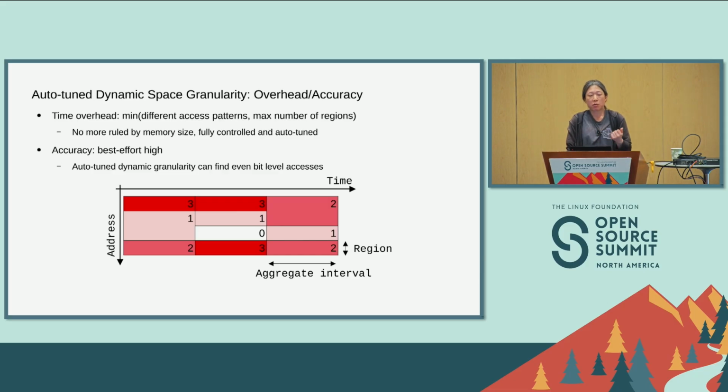And accuracy becomes the best effort high because the auto-tuning will find real access pattern as much as possible, at least if enough time for converging has been given. And therefore, the granularity can be finer and can go down to even bit-level access in future. Current implementation is making a minimum limit as page size, so we cannot do the bit-level access with today's DAMON, but in future, who knows?